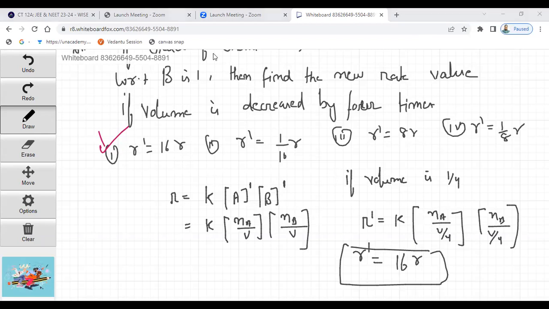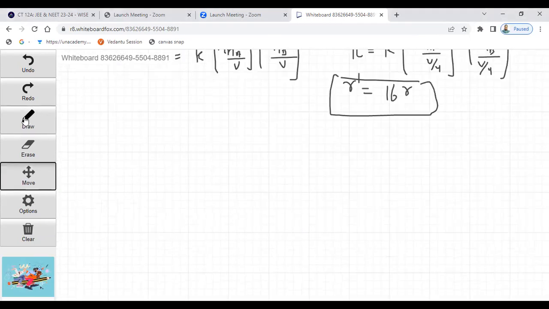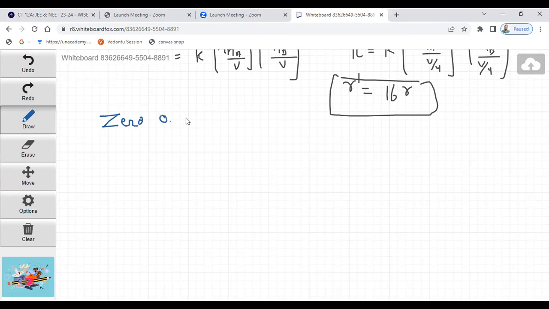Okay, I am giving another one. I am discussing another topic. Write down the next topic: zero order chemical reaction. This is the topic.